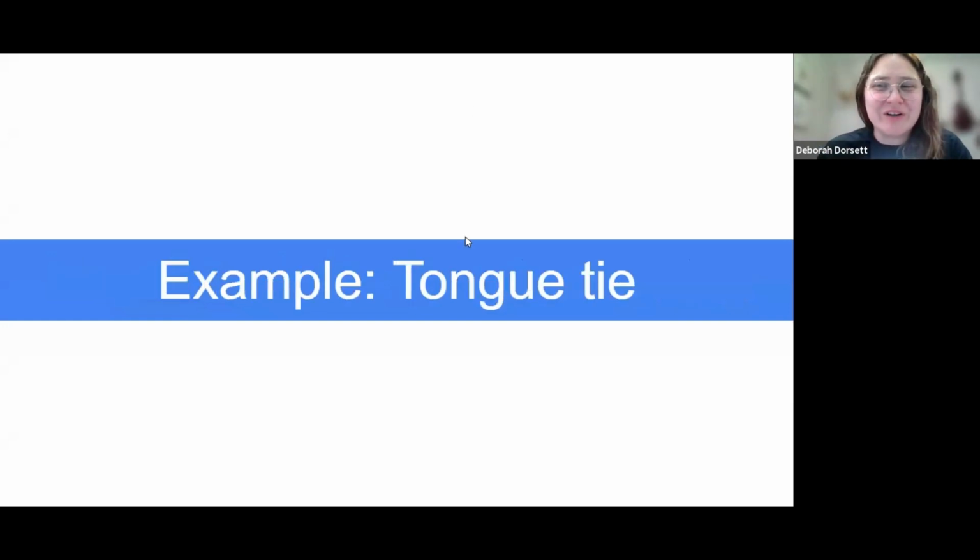So let's go for a trickier example. Who thinks a tongue tie is more complex than a tight lip or a weak cheek? Give me a 1 if yes and a 2 if no.